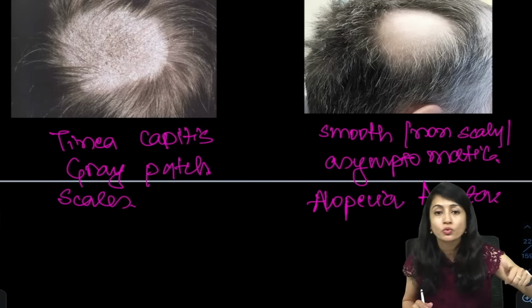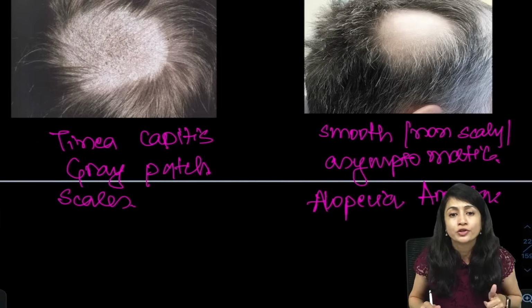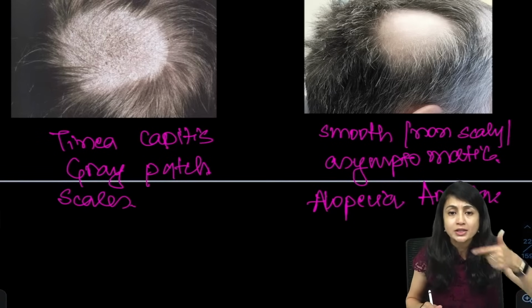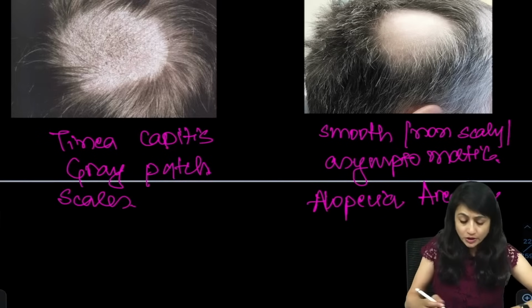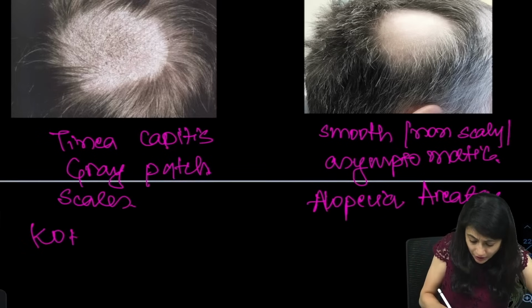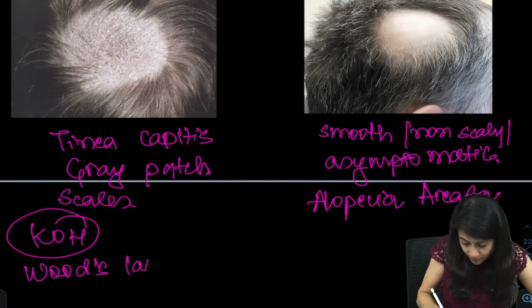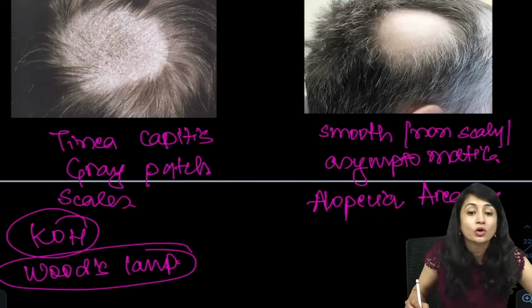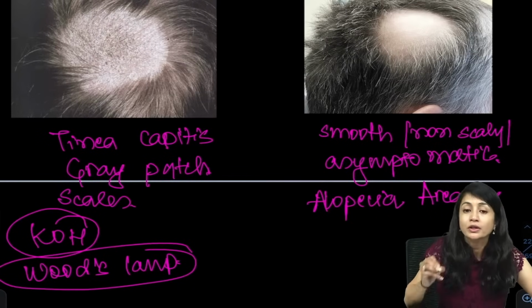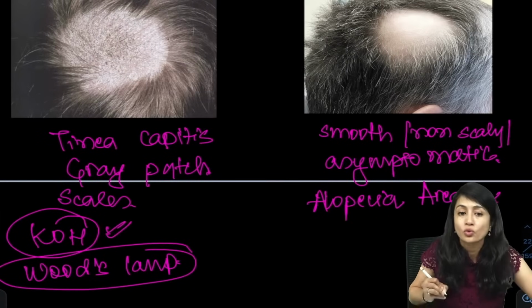The next important question would be, how do you differentiate? What would be the test that you do for this and what would be the test that you do for this? So for this, you would definitely do a KOH or a Wood's lamp fluorescence. Either of these given, you can mark. However, the better test would be a KOH.